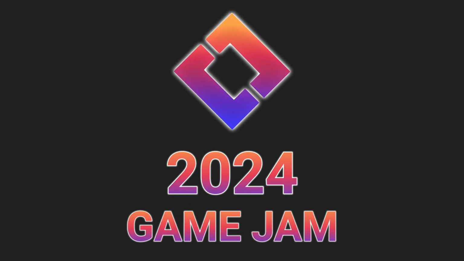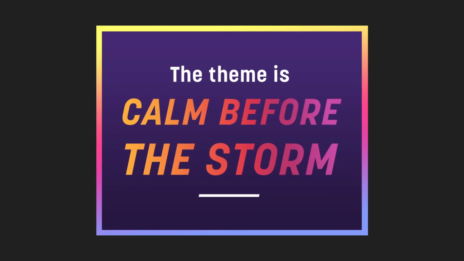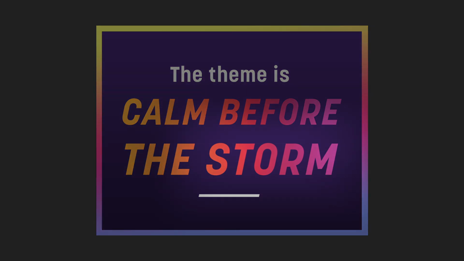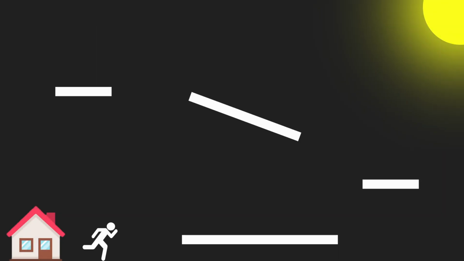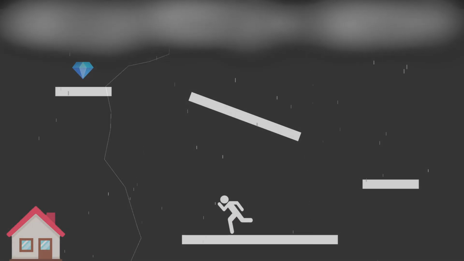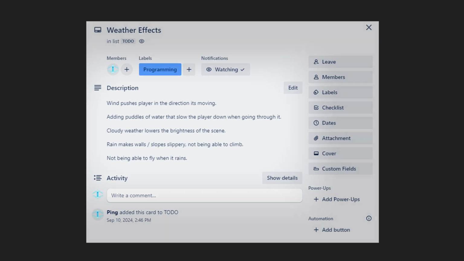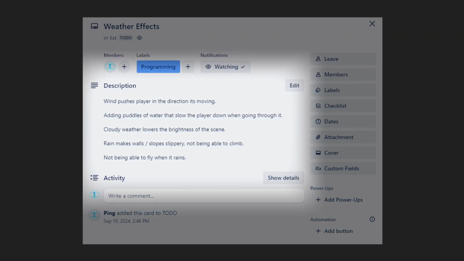About a month ago, I participated in the Brackey's 2024 Game Jam. The theme for this jam was Calm Before the Storm, and so naturally, my team decided to make a game where the theme of the game revolves around the storm. Essentially, we made a platformer with the objective of collecting items before the storm hits and heading back home during it. This alone wasn't that great of an idea for the game, so we thought of making the storm affect the player's freedom of movement to add a bit of challenge.